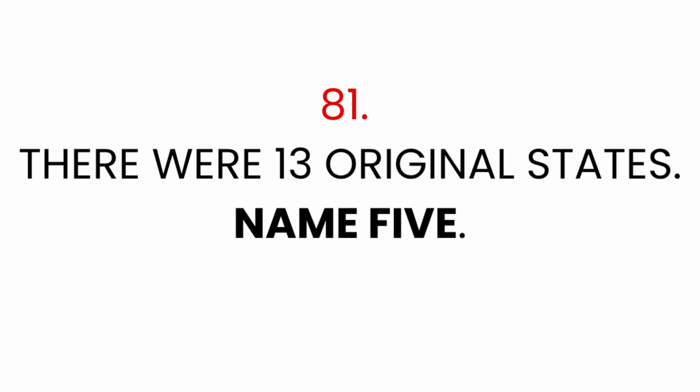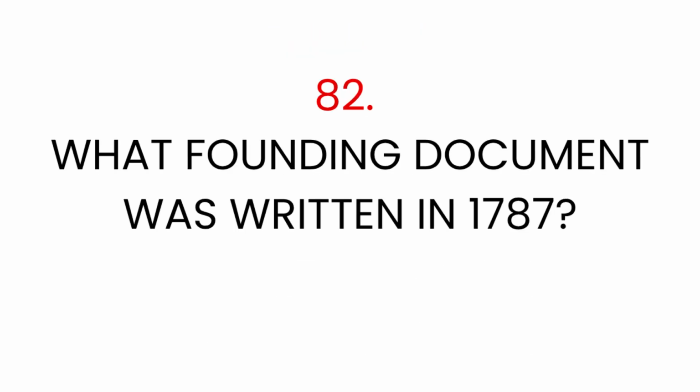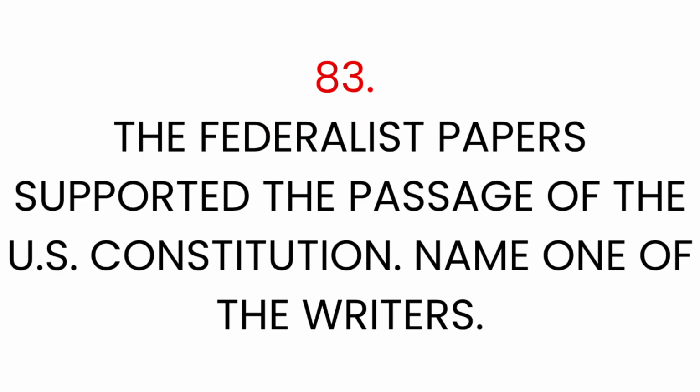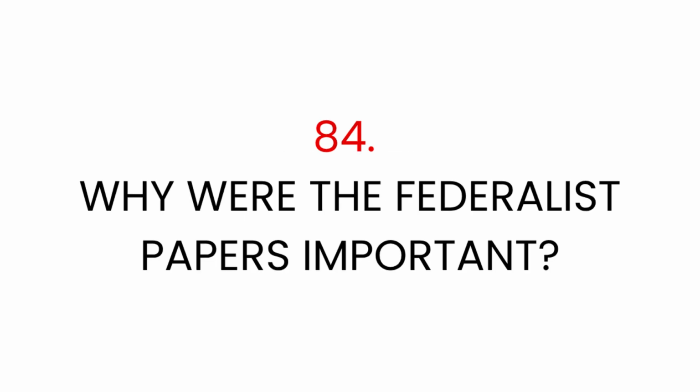Name 5. New Hampshire, New York, New Jersey, North Carolina, and South Carolina. What founding document was written in 1787? U.S. Constitution. The Federalist Papers supported the passage of the U.S. Constitution. Name one of the writers. John Jay. Why were the Federalist Papers important?